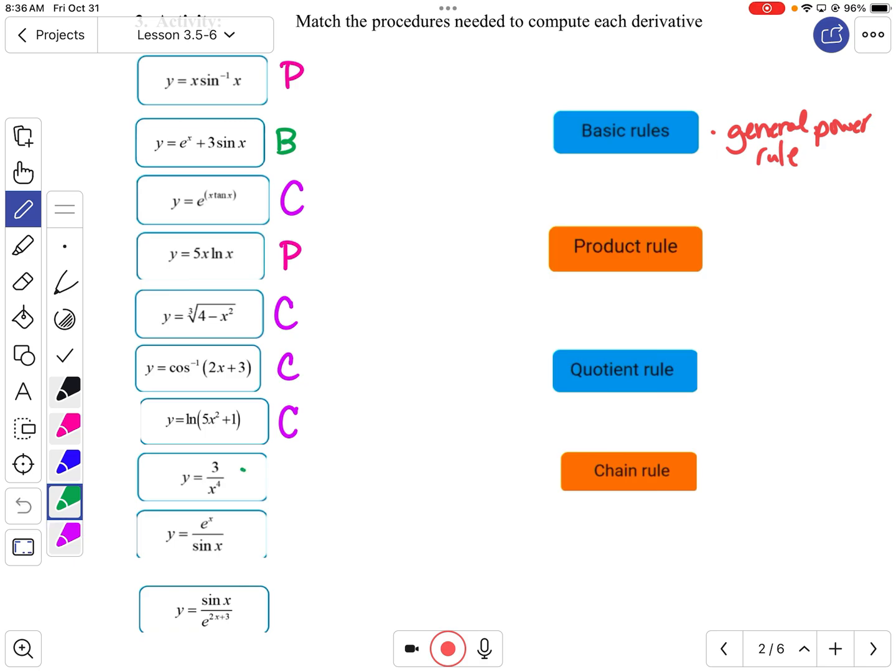I would say basic because we could write this as 3x to the negative 4. We do not have to do quotient rule on that one, okay? So we could do basic. What about the next one?